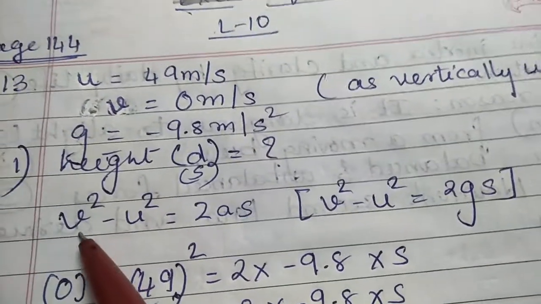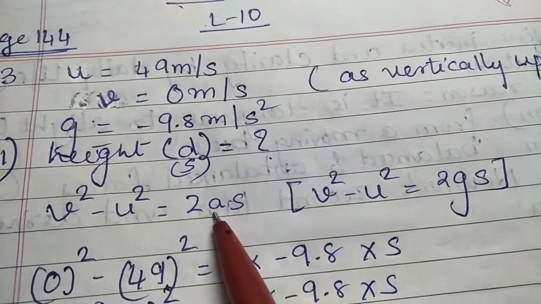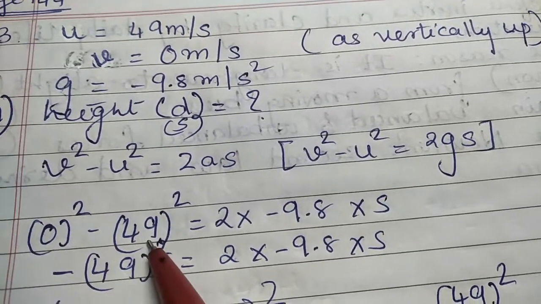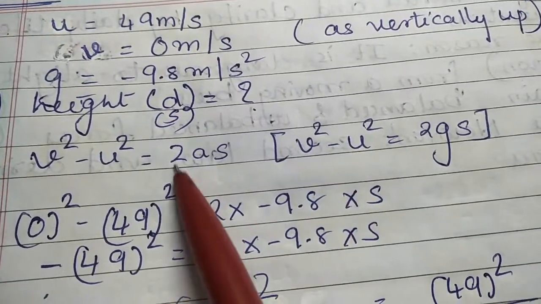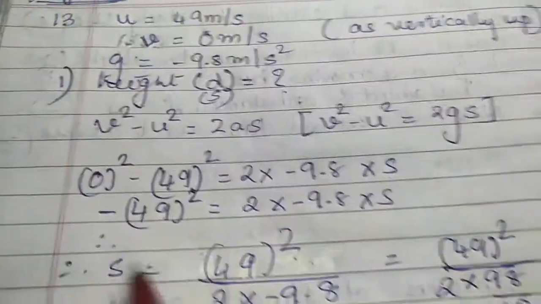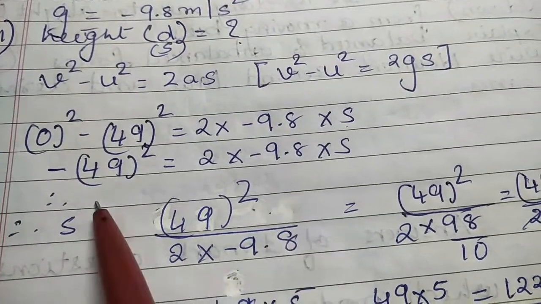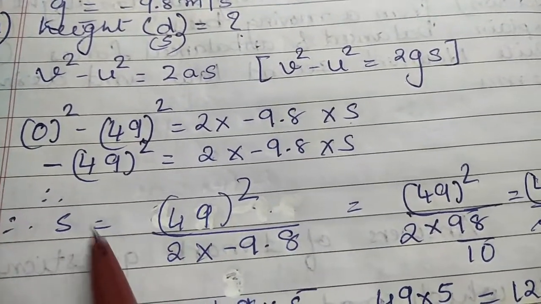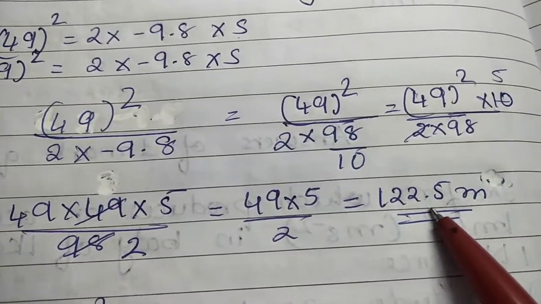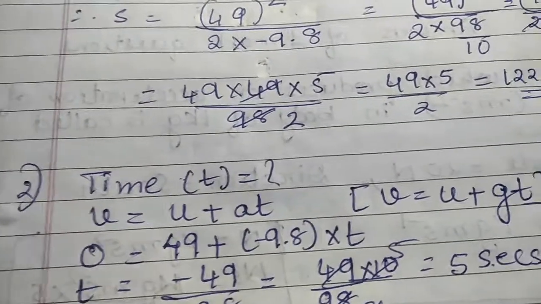Okay, so we can use this equation, v square minus u square is equal to 2as, where you can place g instead of a. Okay, v square is 0 and u square is 49 square. 2 multiplied by minus 9.8, and s we don't know. So we just solve this and take this on the other side, and we get the value of s. Okay, the value of s is 122.5 meter.